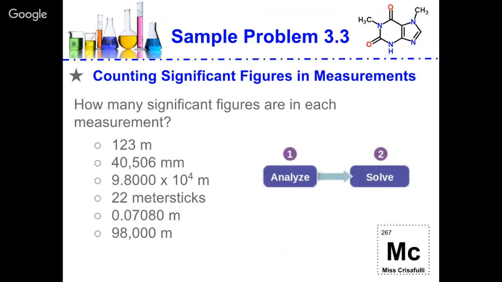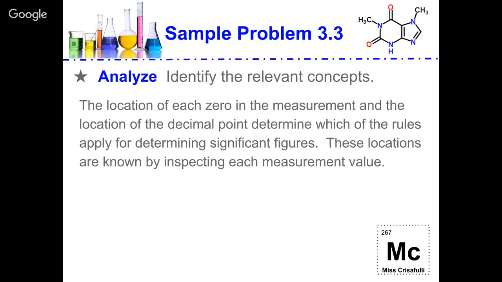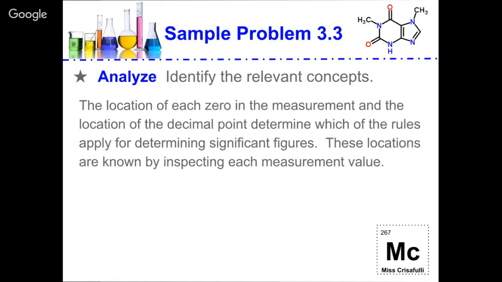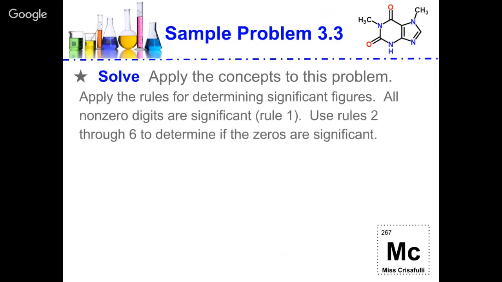This is a 2-step problem because it's a non-numeric problem. So we're going to analyze each one of these, and then we're going to solve them. Let's start. We're going to locate each zero in the measurement and determine if there's a decimal point, which will help us determine which of these are significant digits or not. So let's solve this problem. We're going to apply the 6 rules for determining significant figures that we used, and then answer these. Let's look at the first one, 123 meters.